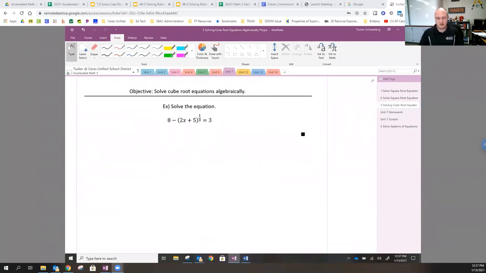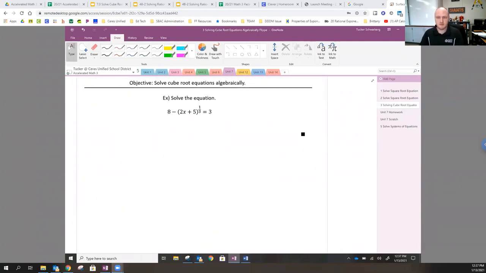Okay, here's another example. If you want to go ahead and write this one down. And this one, they're just getting cute. They're checking your translation language. Can you go from a rational exponent to a radical form, which is no problem. Whenever I see a fractional exponent or I see a radical, I know that I can turn that into the other form. So this is 8 minus the cubic root of 2x plus 5 is equal to 3. That's what this is. So that's just the first part, just kind of translating that exponent language.